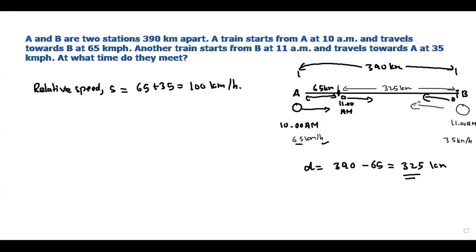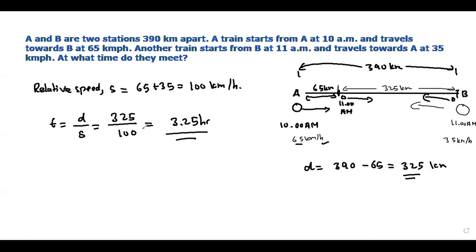Now you can calculate the time. Time is equal to distance by speed. The distance you got is 325 divided by the speed of 100 kilometers per hour. Both are in kilometers, so you will get 3.25 hours. All right, what does it mean?